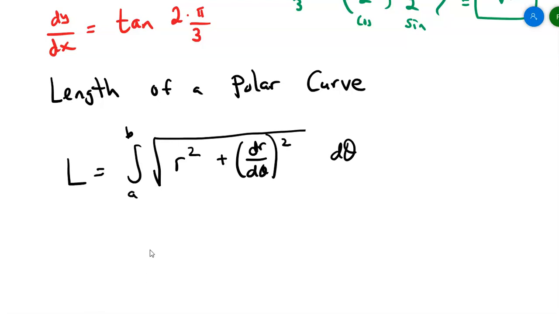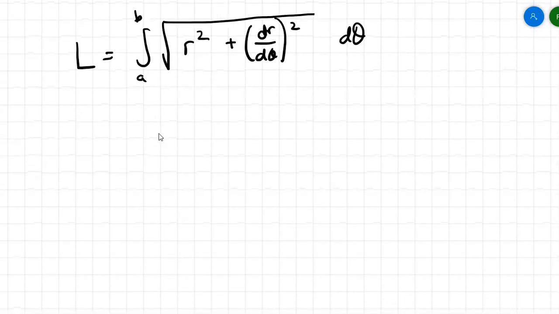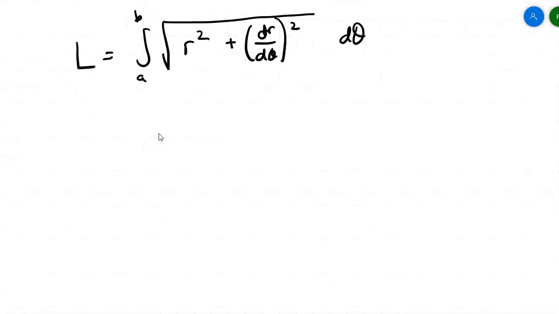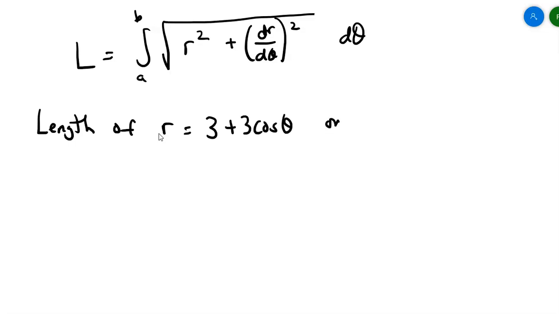All right. How do I use this length of a polar curve? So suppose I want to find the length of r equals 3 plus 3 cosine theta on the interval from 0 to pi over 4. So I'm looking for just a small piece of this polar curve.